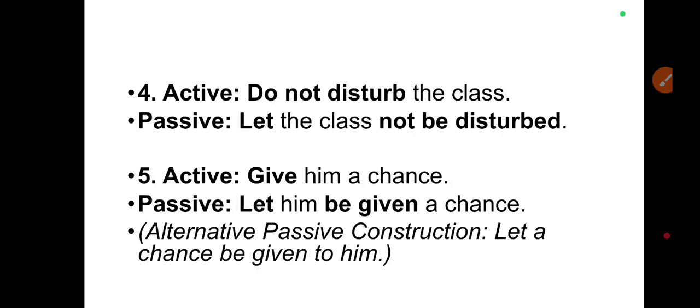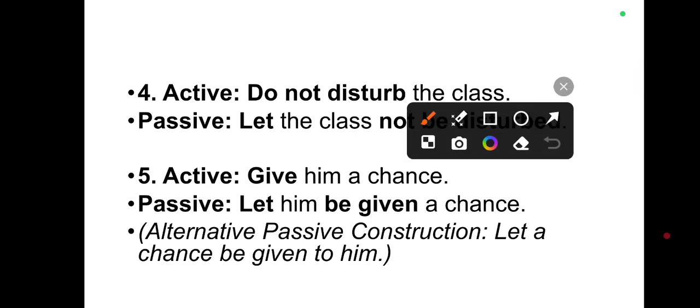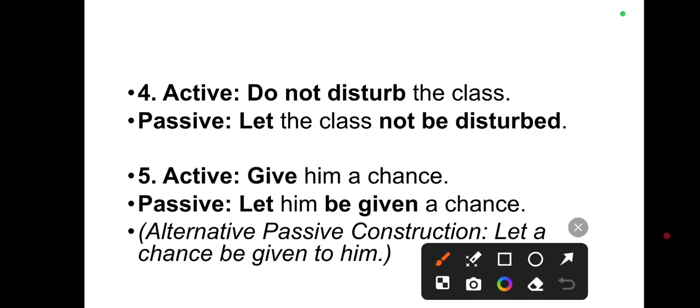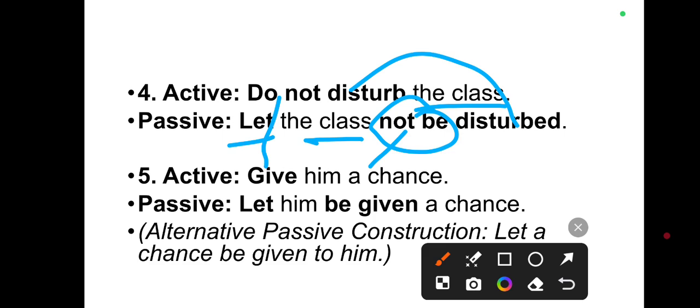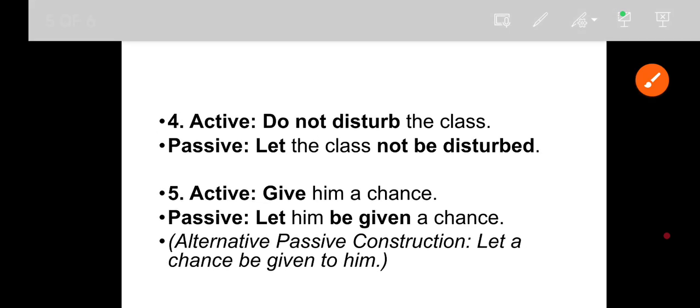Okay. Now next, sorry, that's the fourth one. Do not disturb the class. A negative sentence. How to use do not? So here, let the class, let the class not be. Where to put not? Before be. Please take care. Let the class not be, then the third form of the main verb, disturbed. Right?